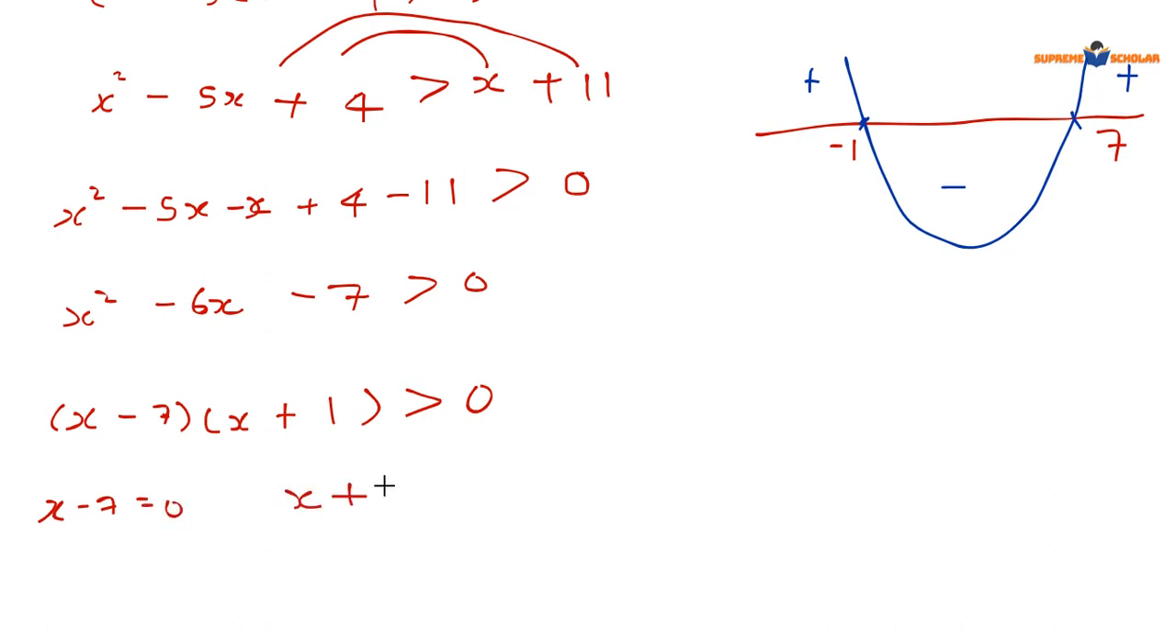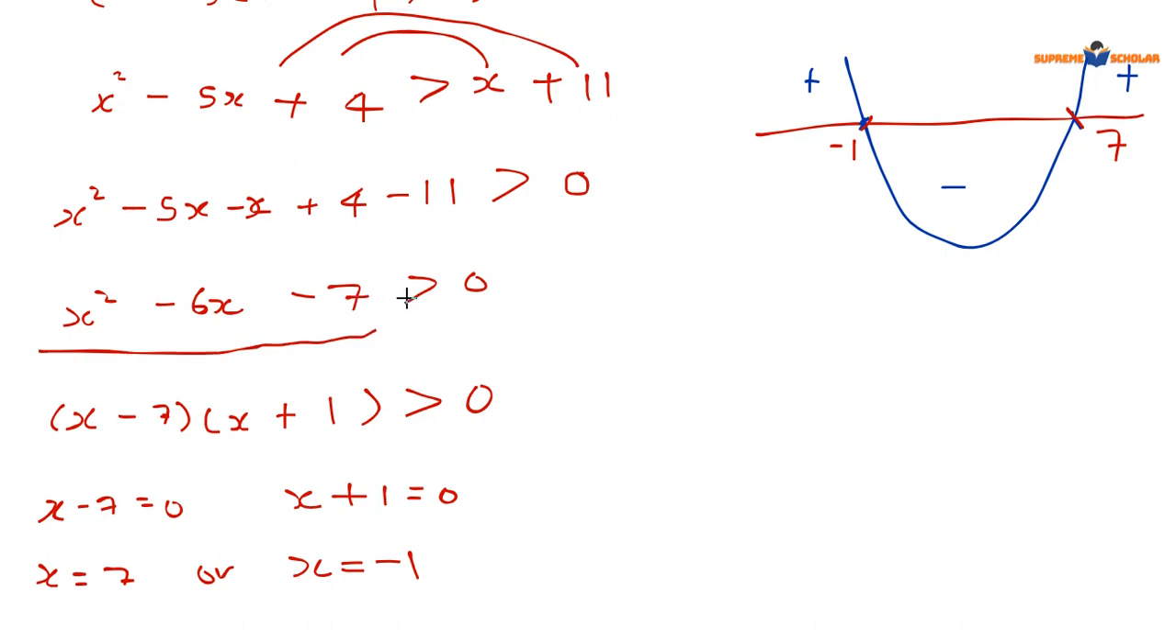Why are we saying equal though? The reason we're saying equal is because we want to find the critical points. And once we do this, we're going to see that x is equal to 7, or x is equal to negative 1. So those are the critical points. Now comes the interpretation part. What are we looking for? We're looking for where this quadratic is actually greater than 0.